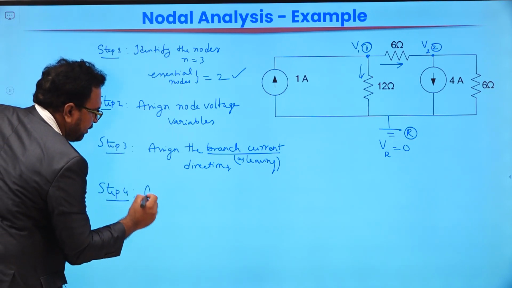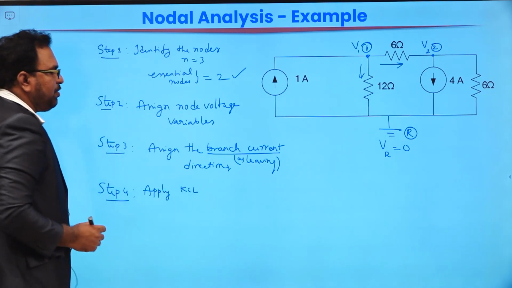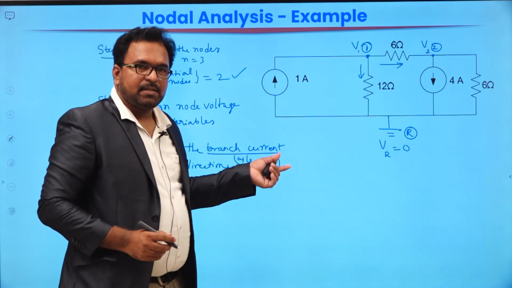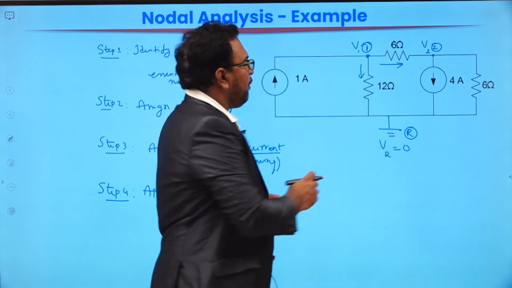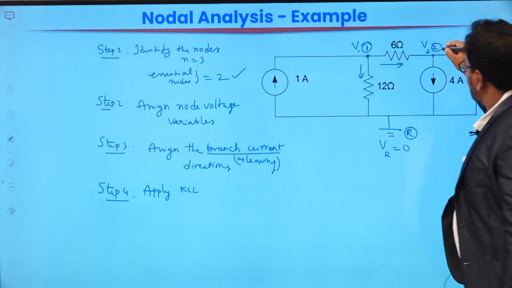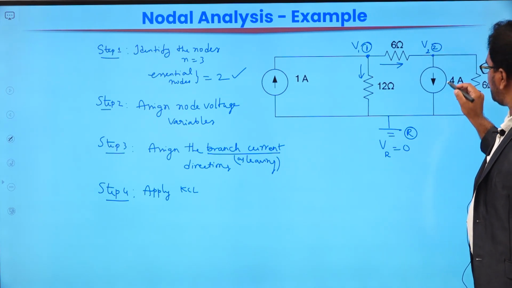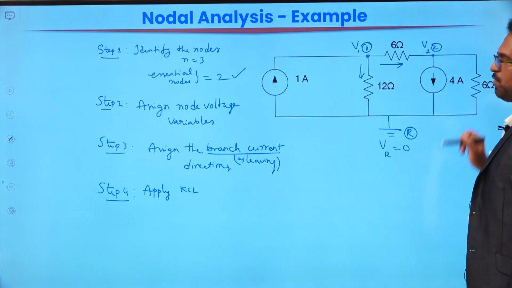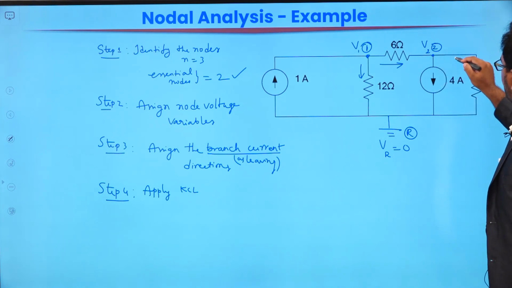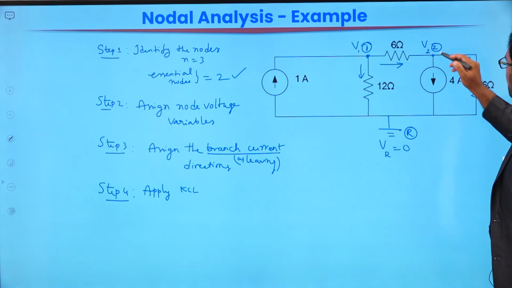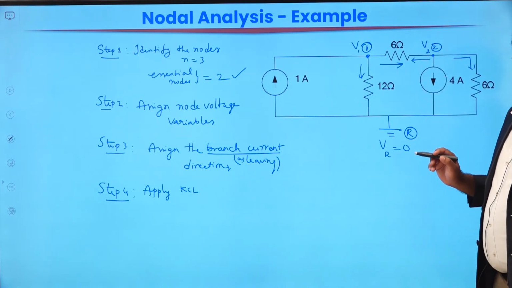You are going to apply KCL at each node. So these assigned branch currents will always pertain to the node that you are considering. When applying KCL at node 2, how many branches are connected to node 2? One is 4 amperes, 6 ohms and 6 ohms. Since the 4 ampere current direction is given, through 6 ohms you are going to consider it as leaving, and from node 2 the current direction is going to be chosen as leaving.